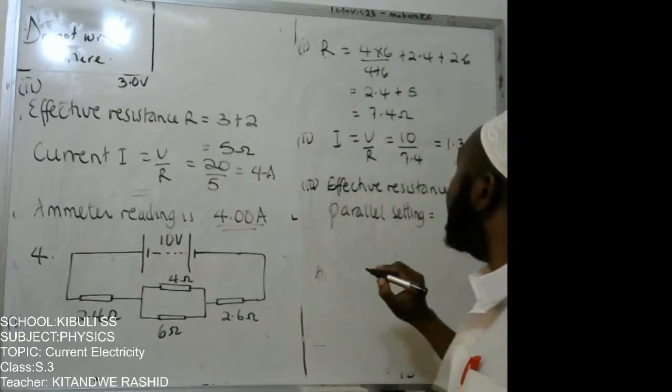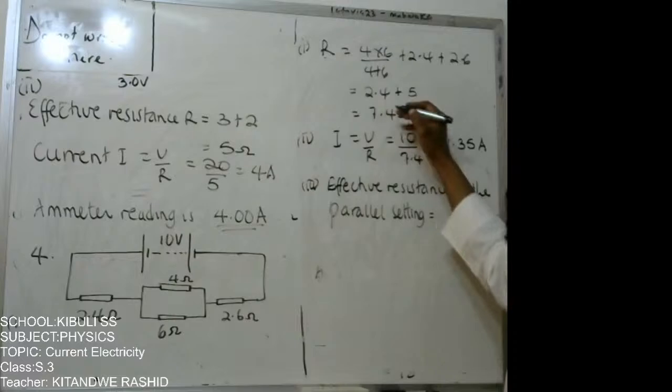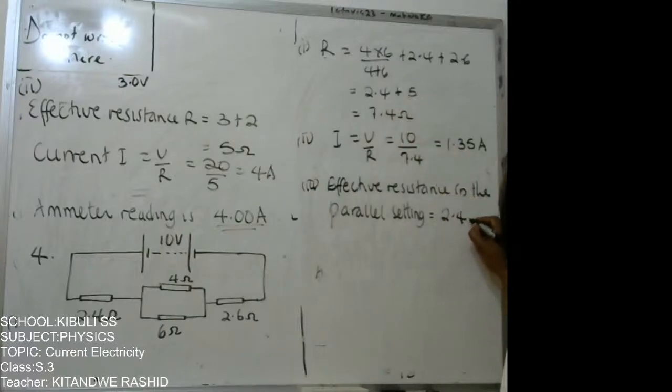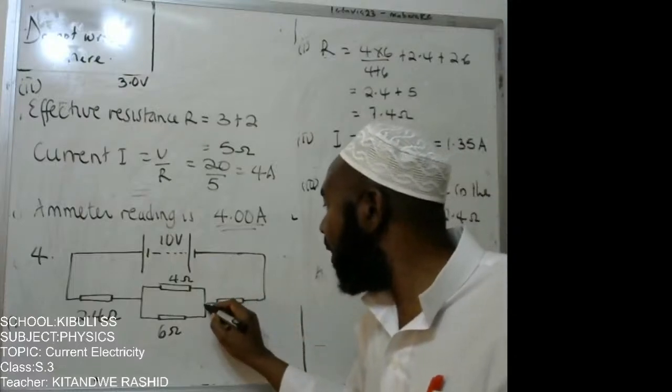Is equal to, actually product over sum, which is 2.4. You may not repeat that one. And then our interest is to get the PD across the resistor in the parallel setting. You know why I'm saying the resistor in parallel setting? Because the PD is going to be the same. We have the common ending here.